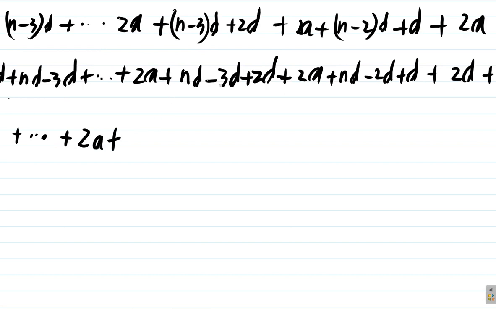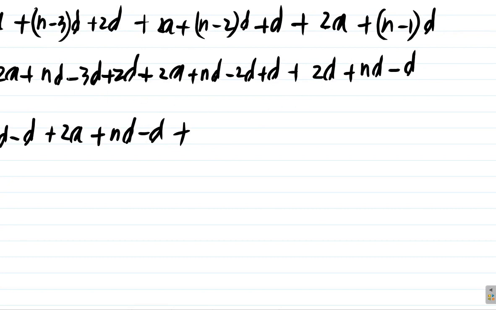2a plus, we have our nd, negative 3d plus 2d is what? Is minus d plus. Alright, we have our next one. This one now is 2a plus nd, negative 2d plus d is what? Is minus d plus, and then we have our 2a.